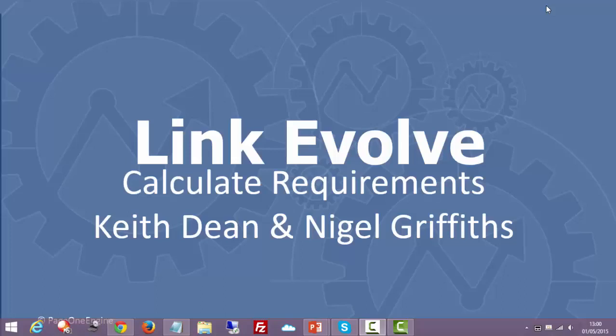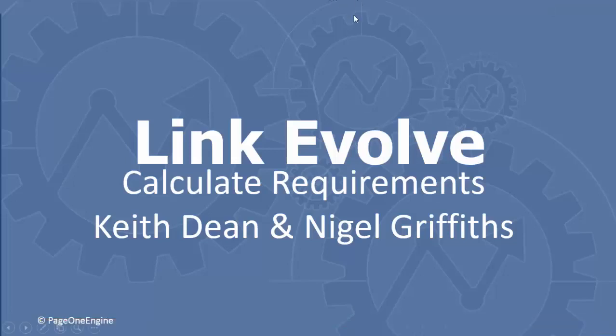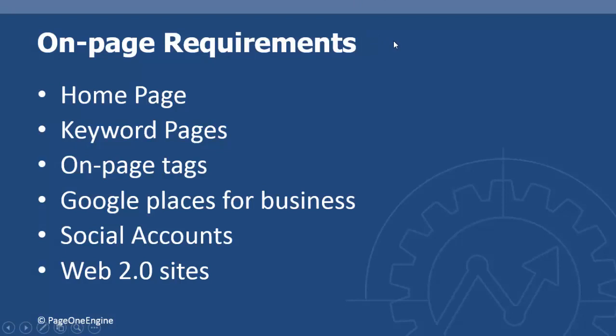So what we're going to do now is continue on with our roofer example, and we're going to calculate what requirements we need to get this guy ranking. So the first thing we look at are the on-page requirements. So we're going to set up the homepage for a couple of the keywords and then supplementary pages for the other ones. The homepage will be optimized for Birmingham roofing contractors, roofing companies in Birmingham, and roofing repairs Birmingham.